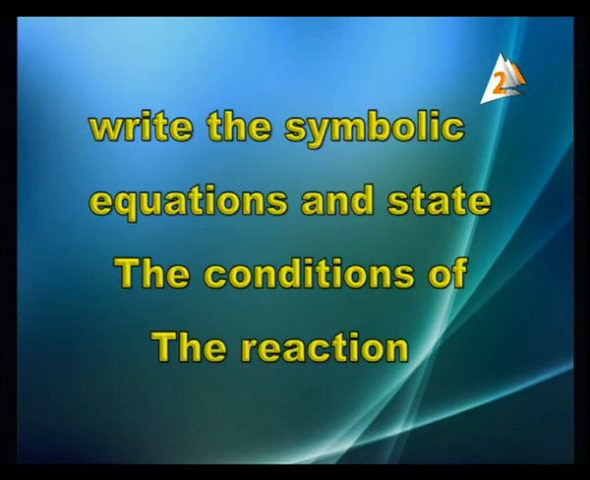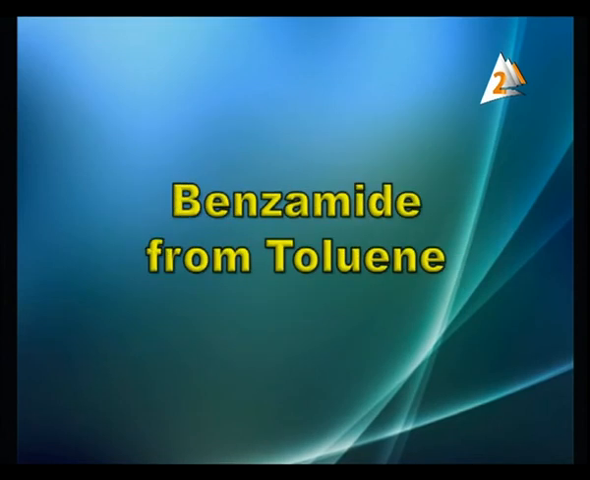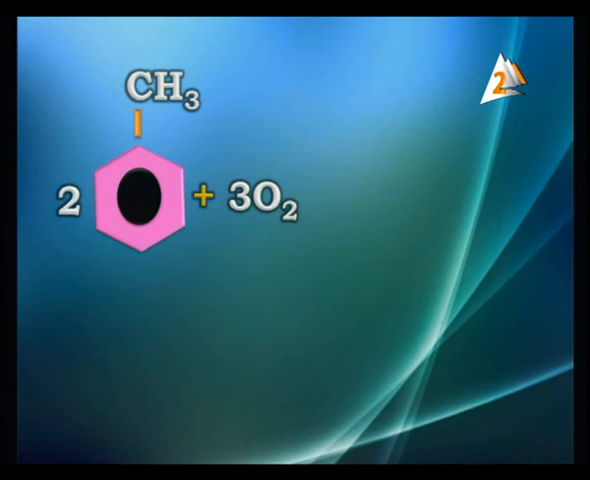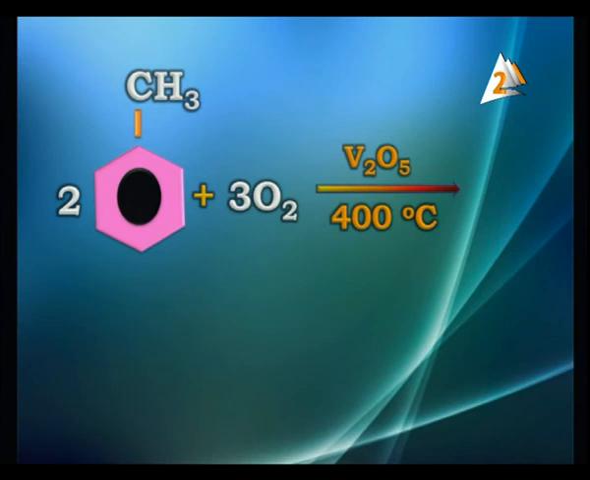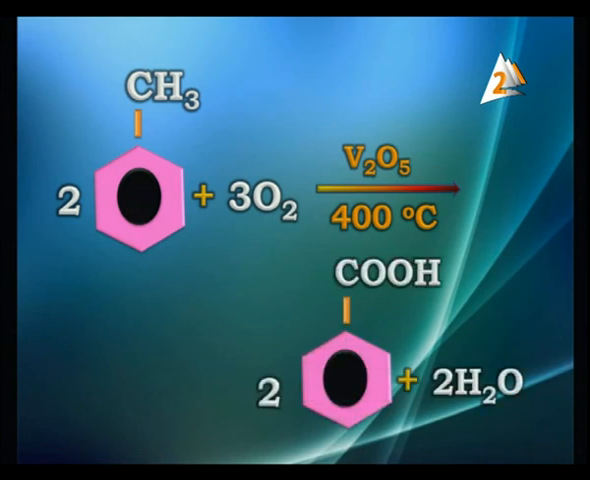We have another question. Write the symbolic equation and state the conditions of the reaction to prepare benzamide from toluene. Number one, we have toluene, the starting part of this equation: benzene ring with CH3. In the presence of 3O2 and V2O5, vanadium pentoxide, at 400 degrees, it changes into 2 moles of benzoic acid and 2H2O.